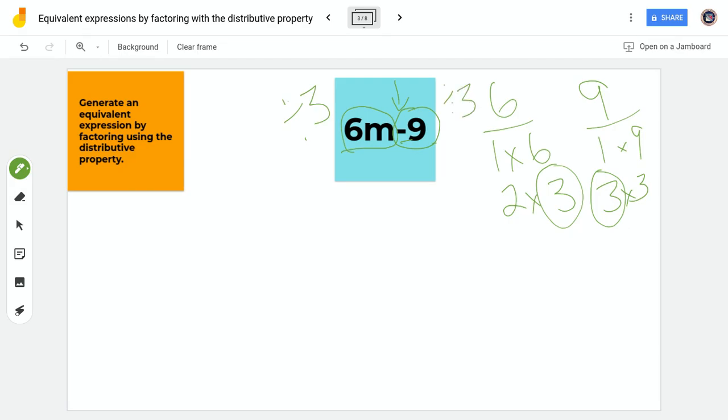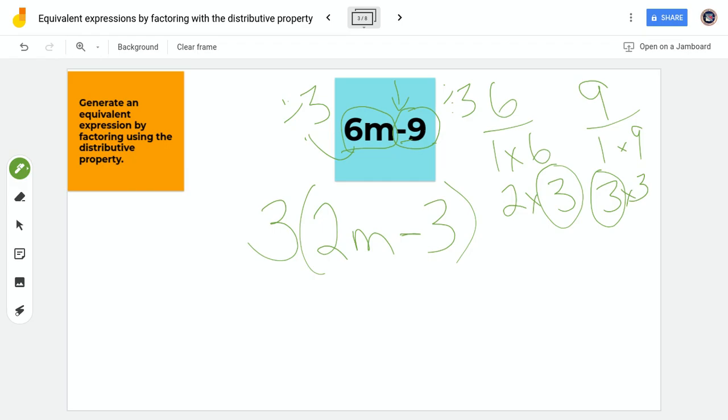6 divided by 3, I'm left with 2m. I forgot to pull out my 3. There it is, 3 times 2m. 3 divided by 3 is 1... so my equivalent expression is 3 times the quantity 2m minus 3. So there we go. It's a nice equivalent expression.